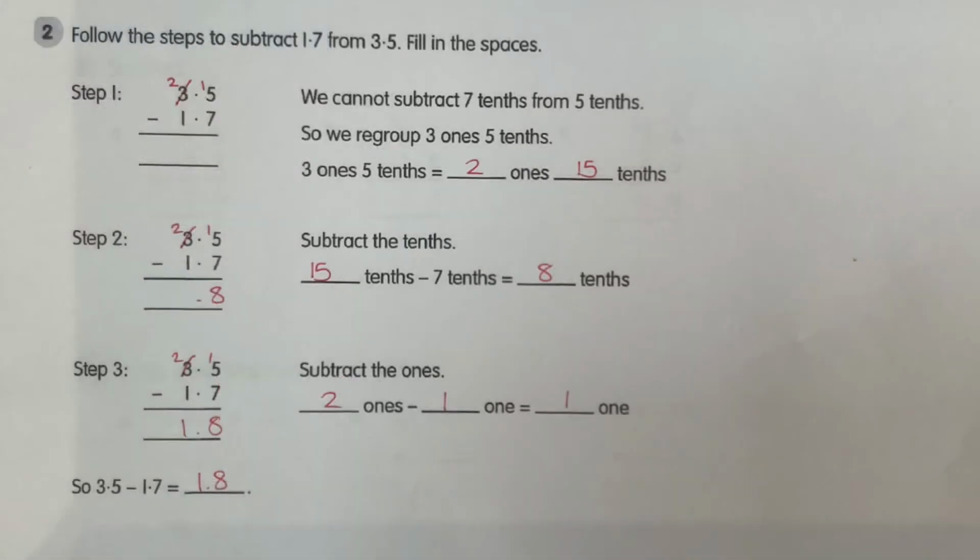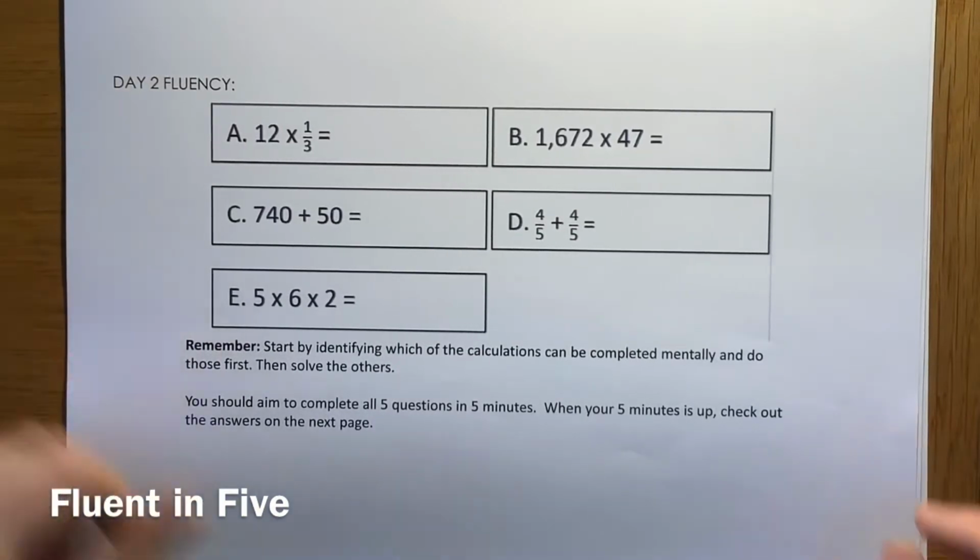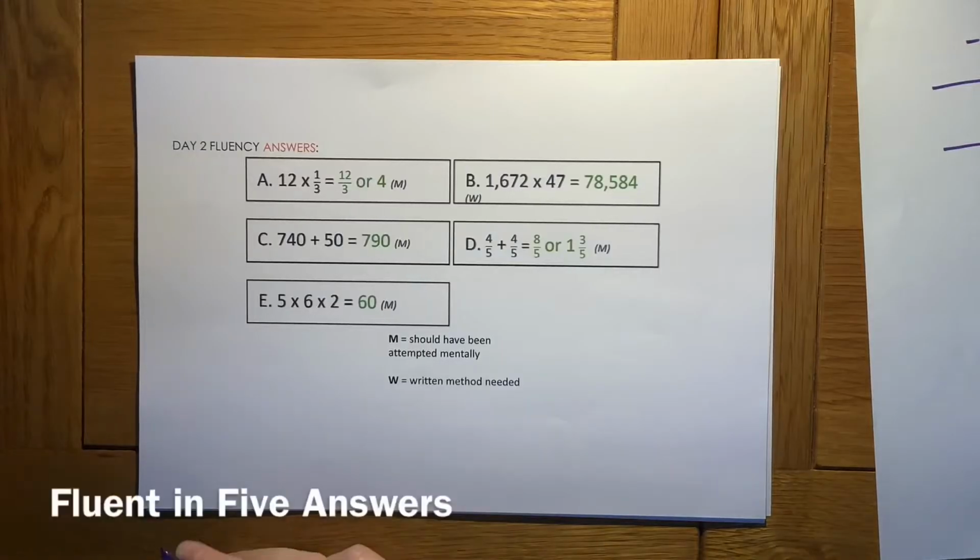Here are your answers to yesterday, and I also have the answers to the extension activity if you had a go at that too. Okay, moving on then. Here is your Fluent in 5 for today. Here are your answers.